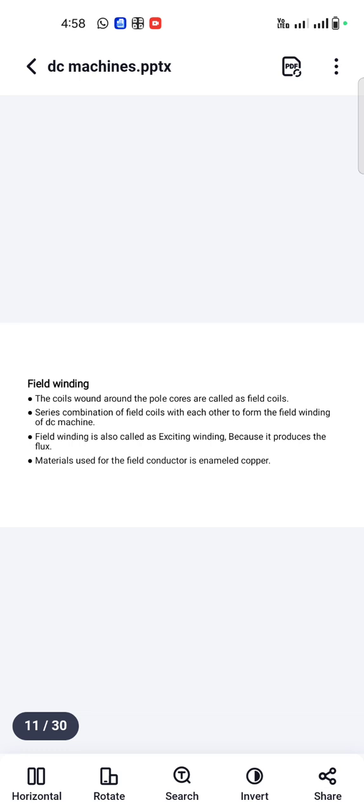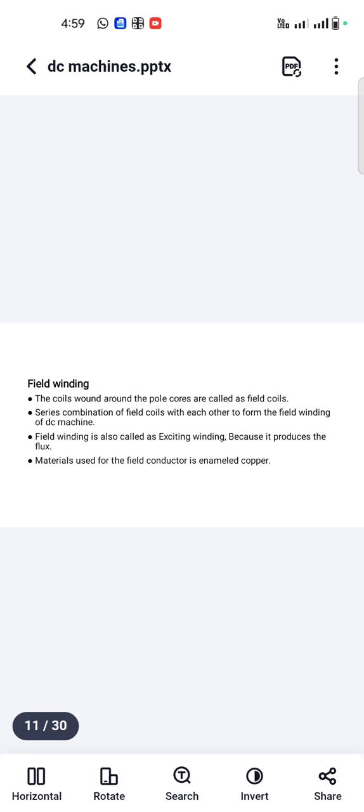So what is series field winding? If it is connected in series with the armature, you can say series field winding. It carries full load current, so it consists of thick wire with few turns. If it is shunt field winding, it is connected in parallel, carries only a small current, and consists of thin wire with many turns. What about compound winding? It's the combination of both series and shunt. For better performance we use compound winding because both actions are present in it, right?